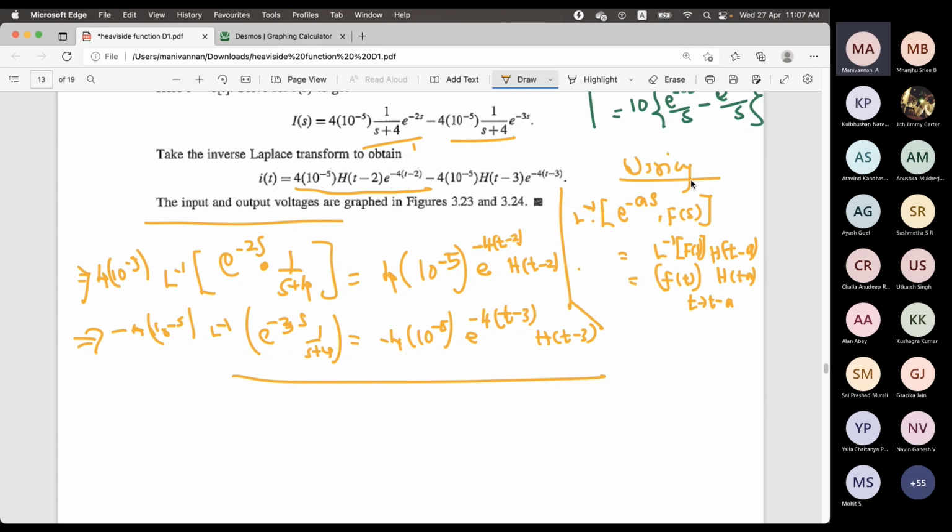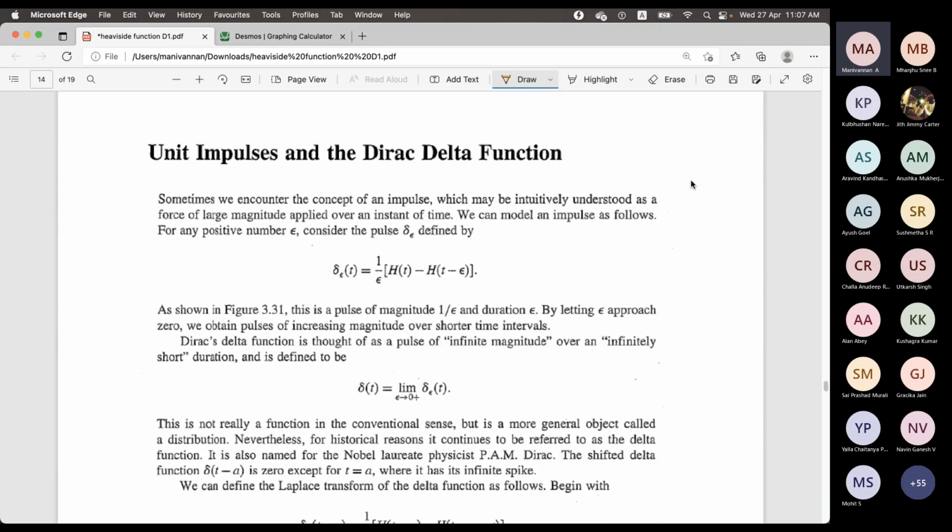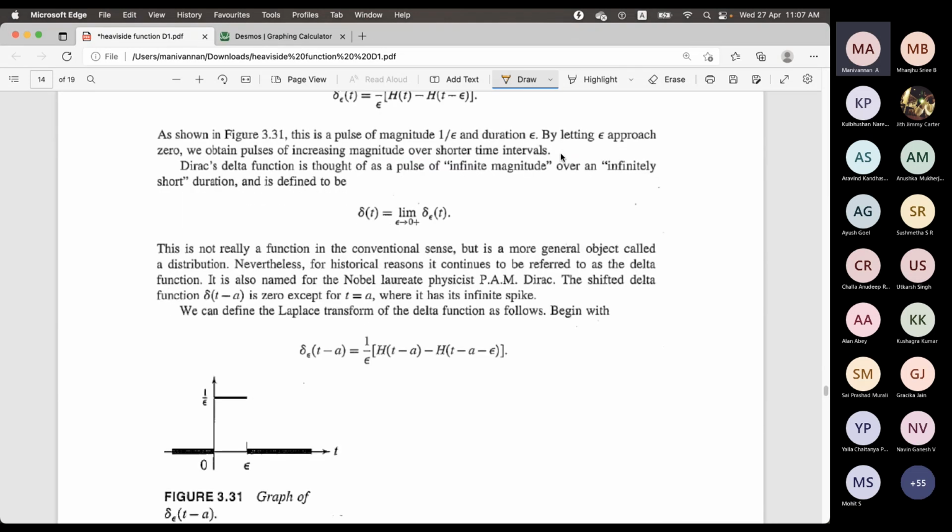Okay, those are the relations of inverse Laplace transforms. Now the next functions are called unit impulses, or the Dirac delta functions. Look at the graph of these functions. Until this zero, my function has the value 0. Then for 0 less than t less than epsilon, my function has the impulse, it reaches the height 1 by epsilon.